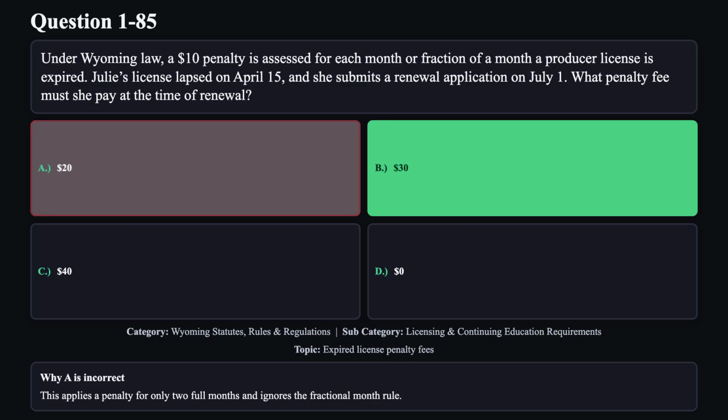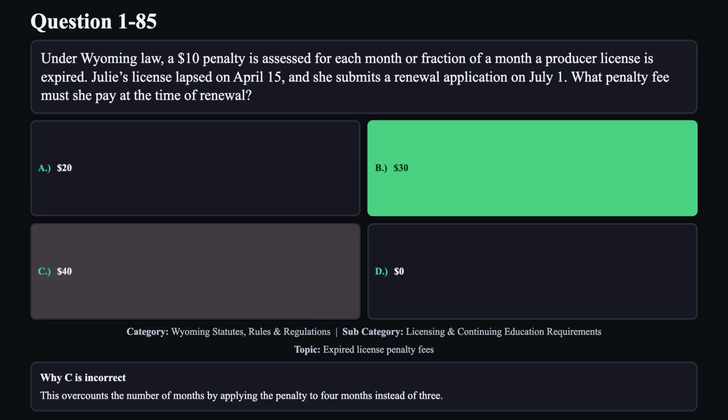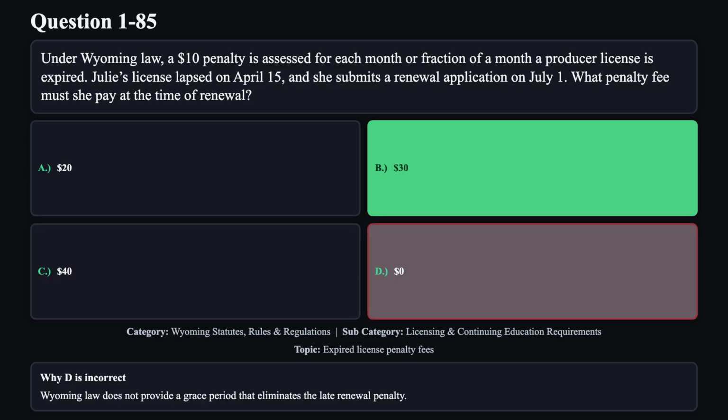Reason A is not correct. This applies a penalty for only 2 full months and ignores the fractional month rule. Reason C is not correct. This overcounts the number of months by applying the penalty to 4 months instead of 3. Reason D is not correct. Wyoming law does not provide a grace period that eliminates the late renewal penalty.